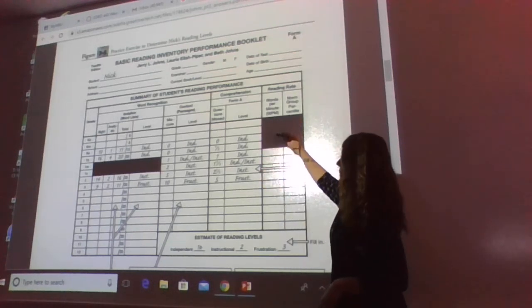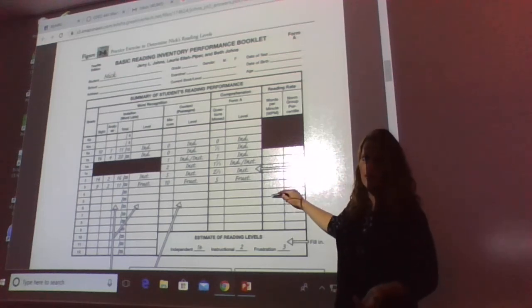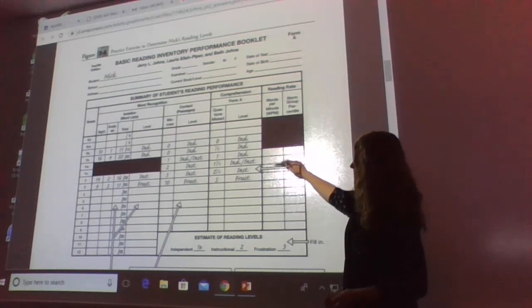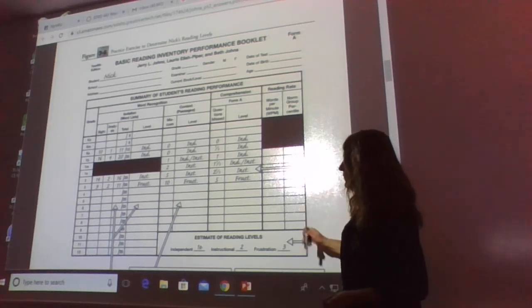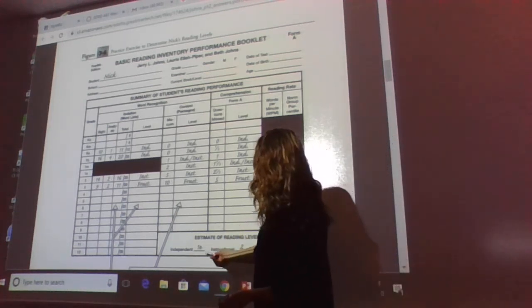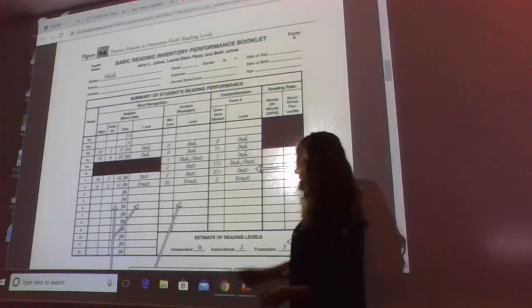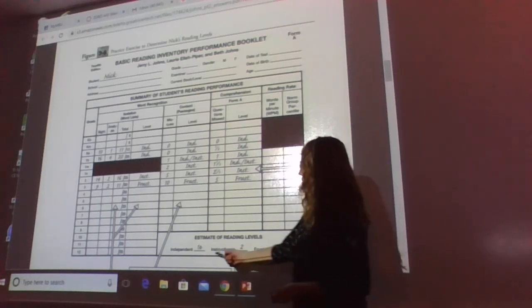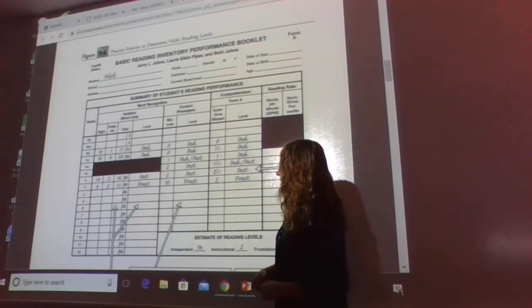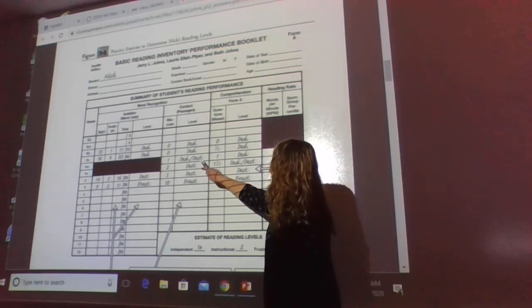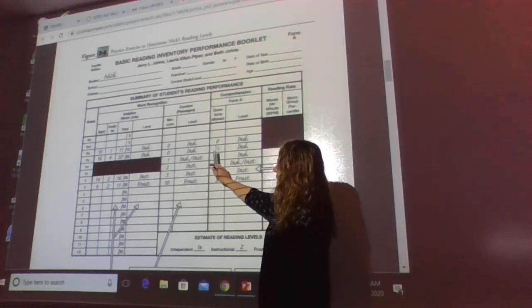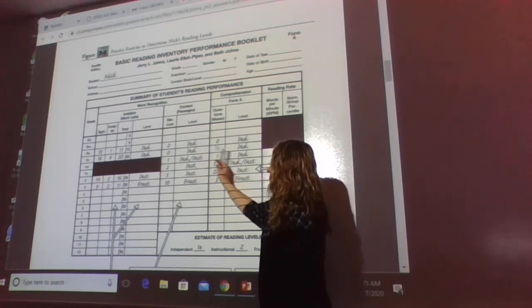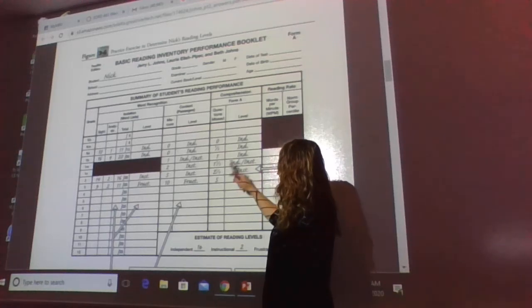If you did a words per minute on one of those, as I've asked you to do, please enter the words per minute and the norm percentile there. Also, down here you'll notice that they put the estimate of reading levels. And so we're looking at independent, they determined to be end of first grade. And if we look here at first grade, we have one error in reading and one error in comprehension. So that's safe to say that that level is independent.